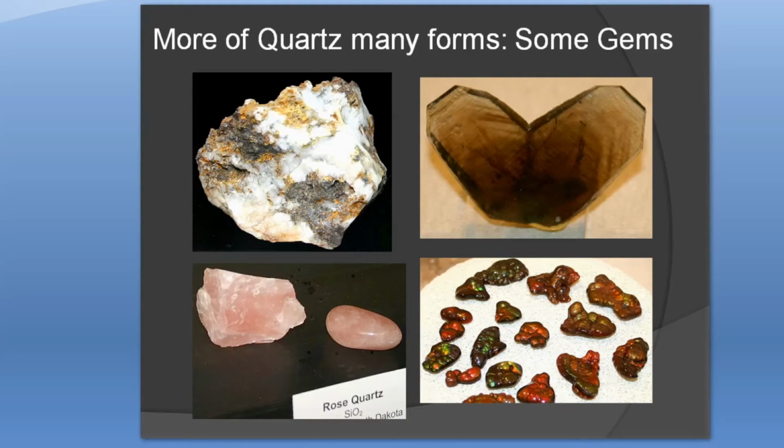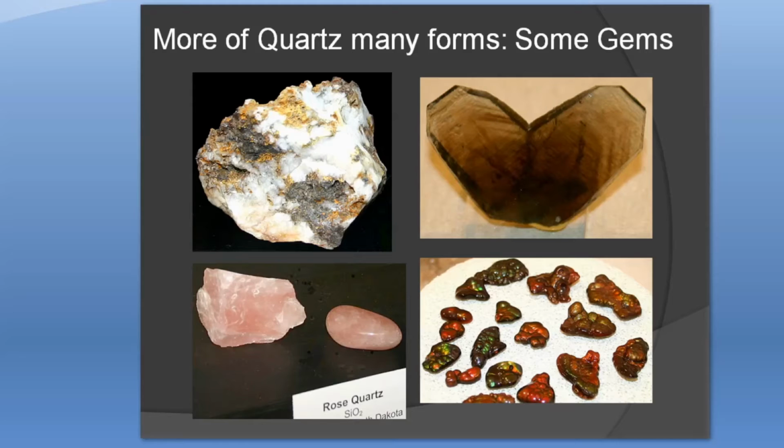Now here's some more examples of quartz. You can see the upper left is gold-bearing quartz. Now I said gold-bearing quartz is a lot less common than just not gold-bearing quartz, but this is an example of what it looks like with a lot of gold shot through it. Then below is rose quartz. This is a pink quartz.